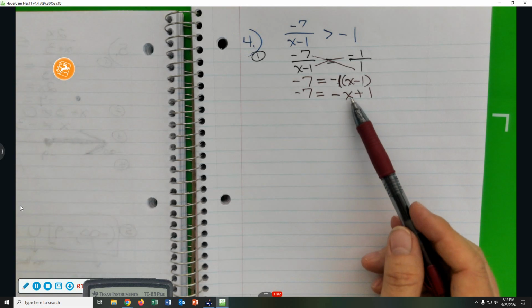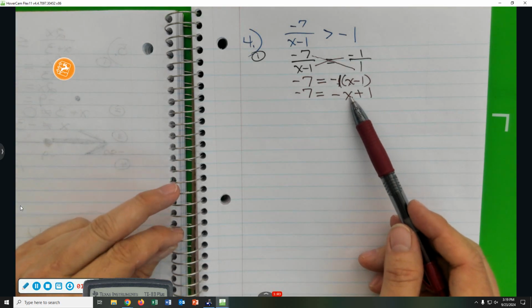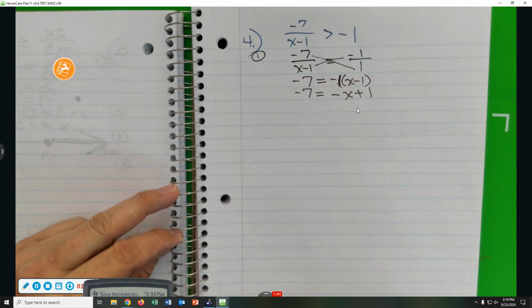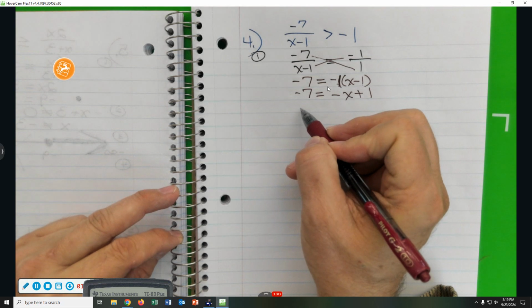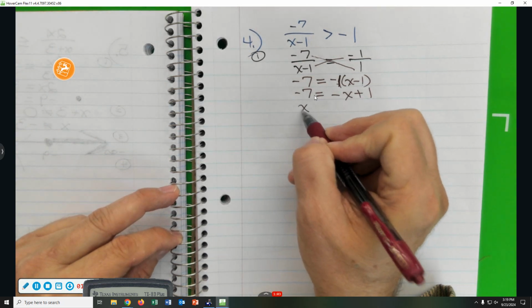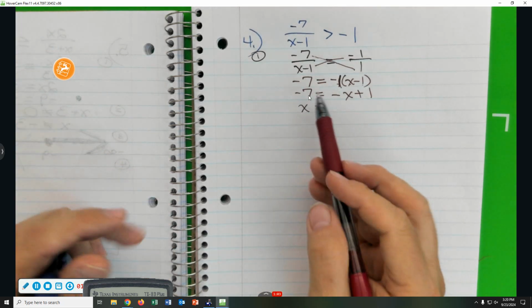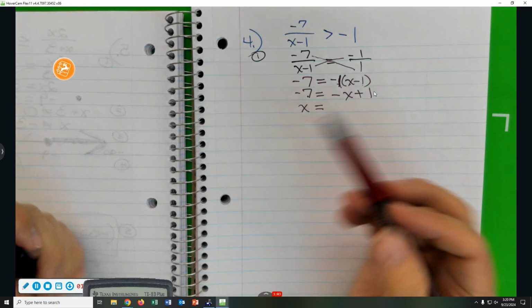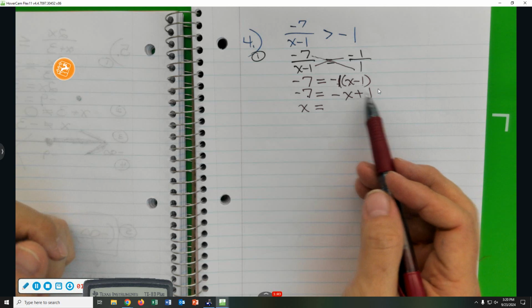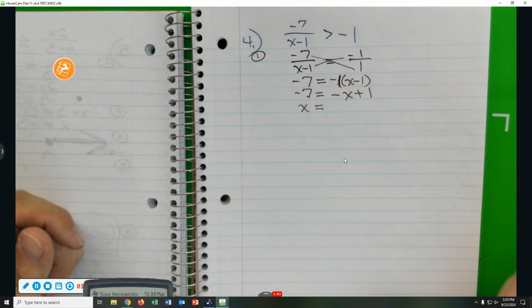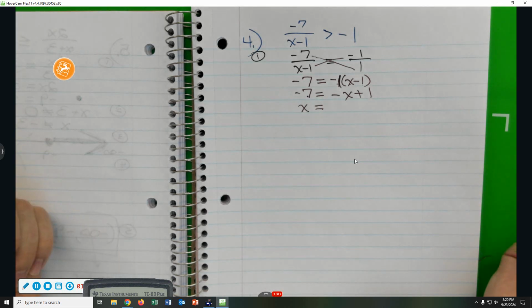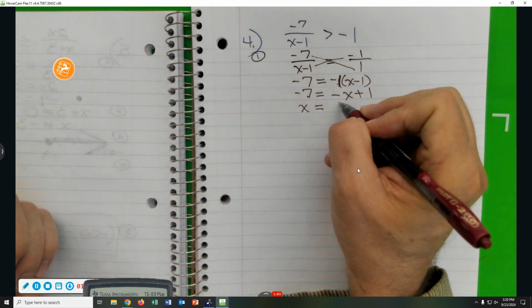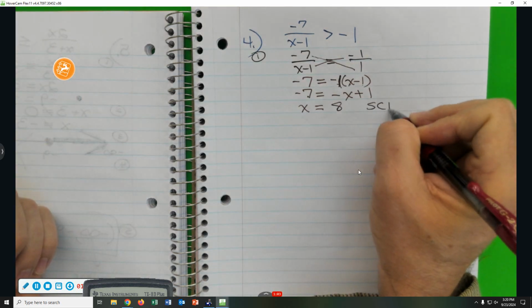To solve for x, I think I'm going to pick this negative x up and move it to the right. That'll give me a positive x equals, then what am I going to have to do with this negative 7? It becomes a positive 7. 1 plus 7, what am I getting as my solution cut point? x equals 8. That's my solution cut point.